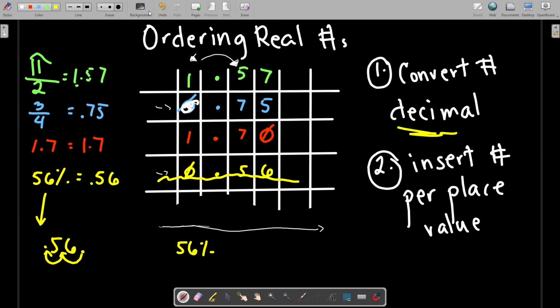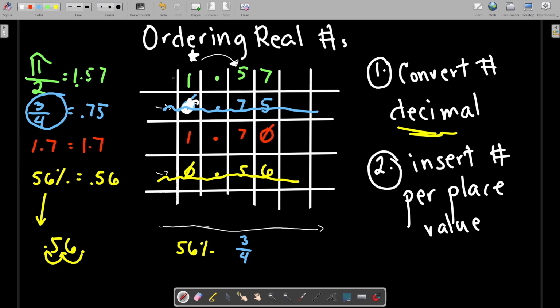Let's go back to the first place value. What is your least value between 1, 0, and 1? Answer is 0. 0 is the least value. What is next? 3/4. 3/4 is next. All right. 0.75 is done. Cross that out.